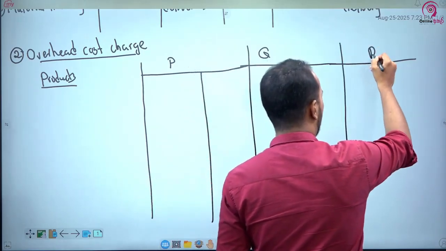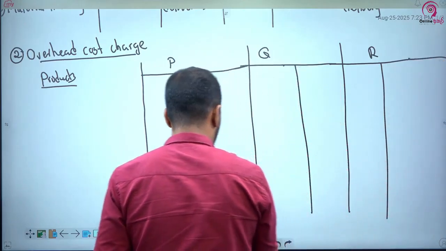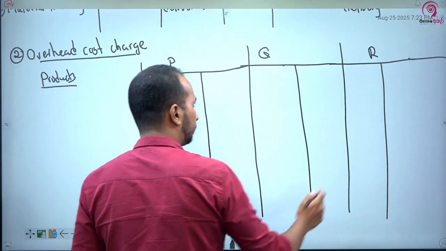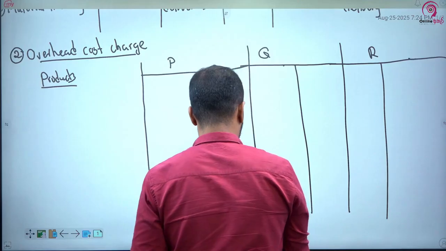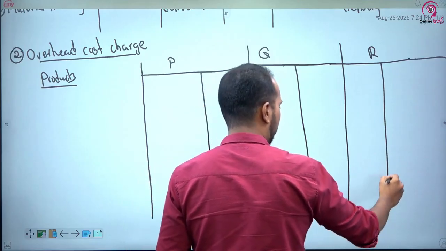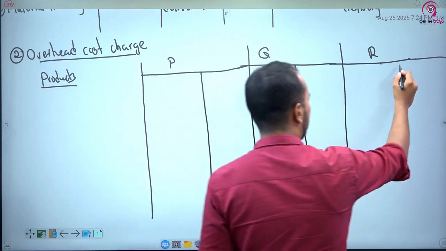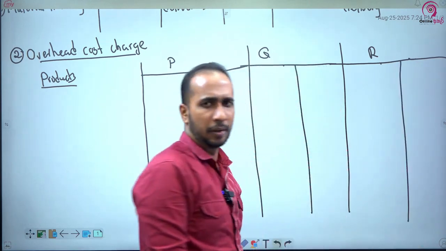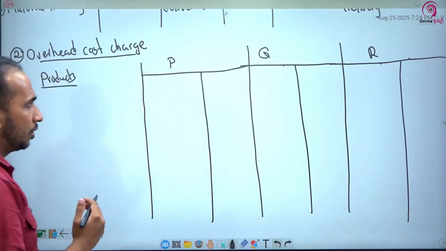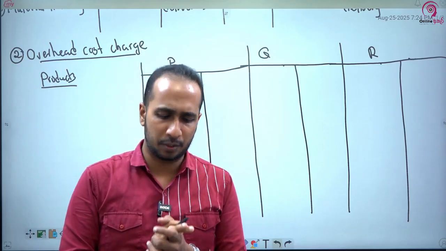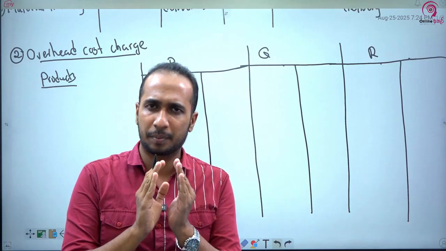And for product R also I will take 2 columns. Okay, I need some space in the... Okay. So now I am going to charge my overhead cost to each product. That's what I am going to do, because see, my ultimate objective is to identify the product profitability.